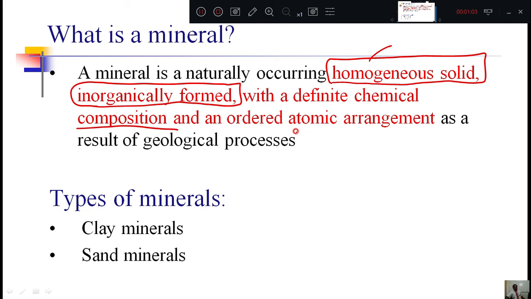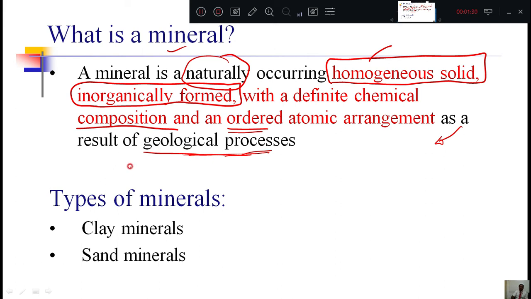Here atomic arrangement means atoms will be there inside, and their atomic arrangement will follow a very specific order as a result of geological processes. But these are all obtained naturally when geological formations or geological processes happen. At that time minerals will come naturally.